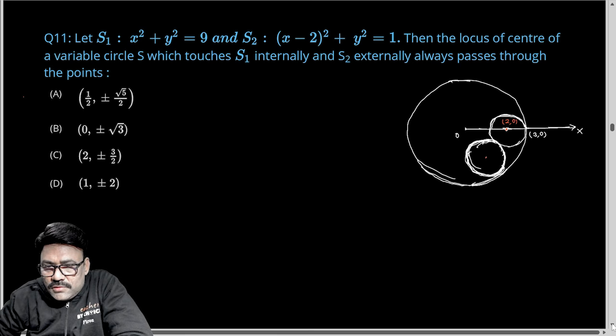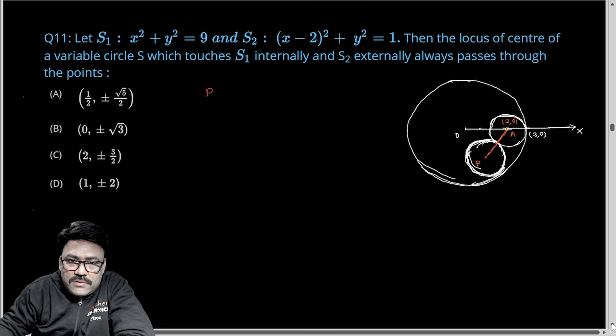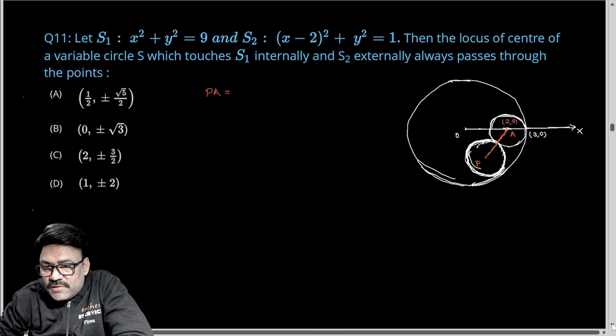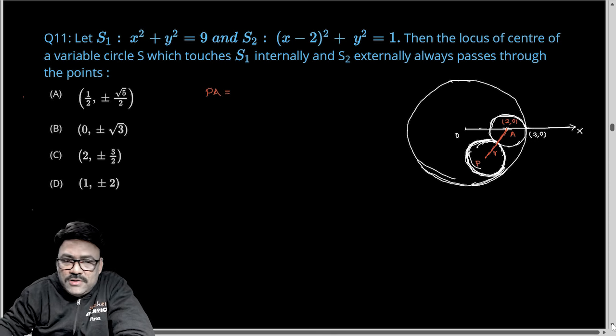And let's say this center is P here, whose locus I have to find. So now you can clearly see that if I find this distance, let's say this center is A, if I find this distance AP or PA, let's say the radius of the variable circle is R. So PA will be what? R plus 1. The smaller circle has radius 1. So PA will be R plus 1.